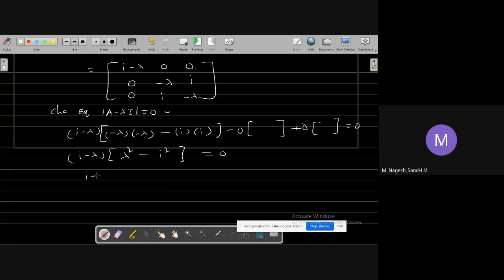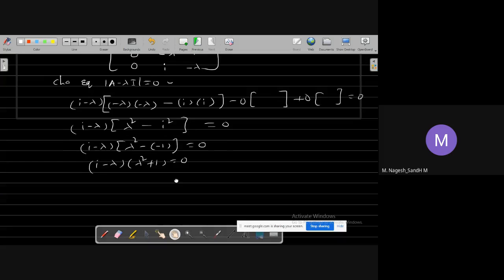i minus lambda into lambda square, what is i square? Wait a minute. For your purpose, i square is minus 1. So i minus lambda into (lambda square plus 1) is equal to 0. This is the characteristic equation.